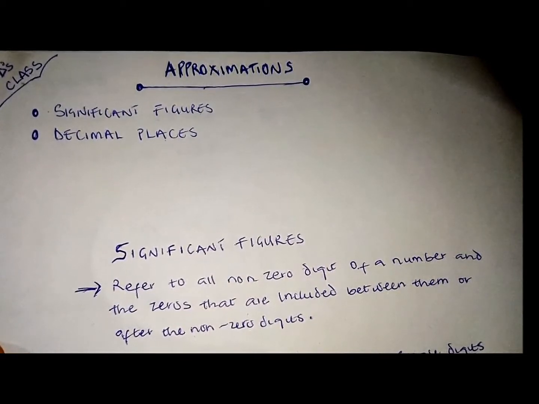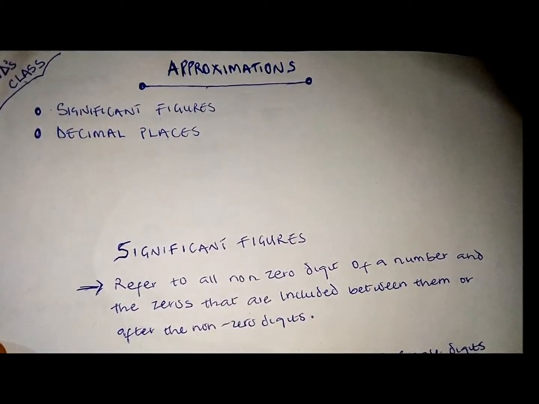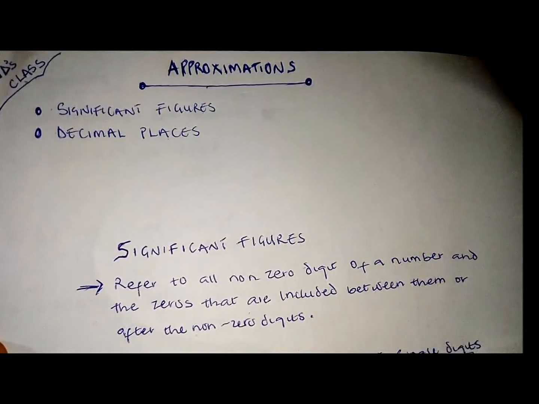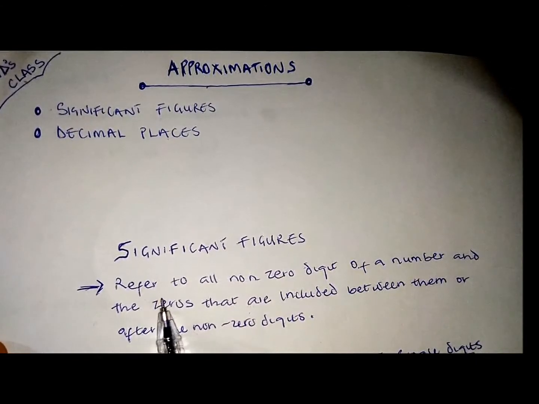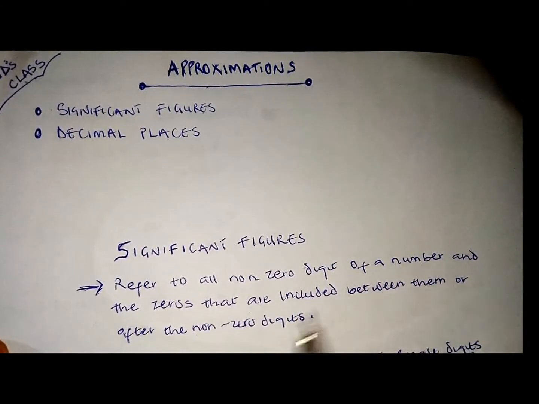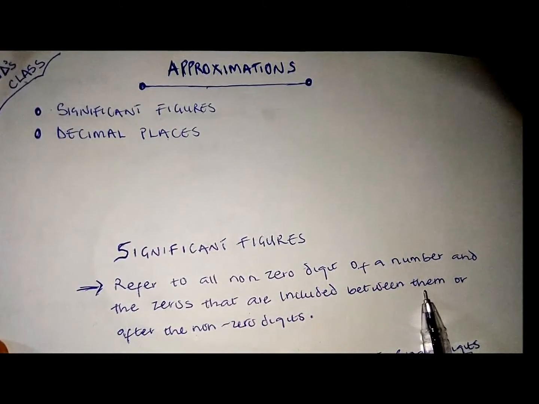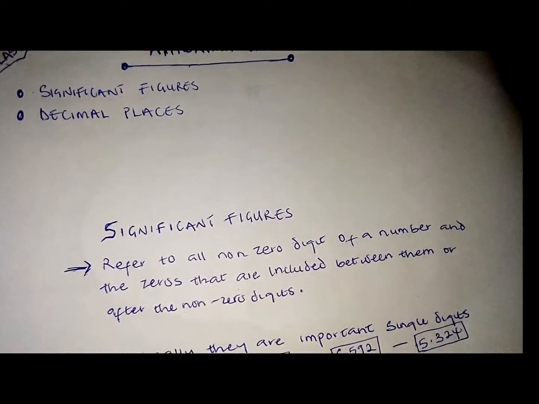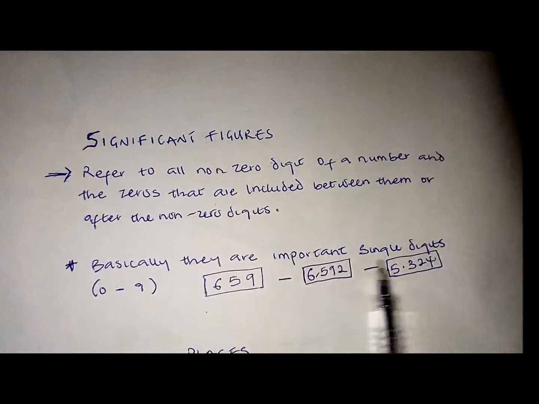Okay, so talking about significant figures, we are referring to non-zero digits of a number, and also including the zeros after those non-zero digits, and also the zeros in between the non-zero digits. So that's why it says it refers to all non-zero digits of a number, and the zeros are included between them or after the non-zero digits. Okay, so that's it. Now, basically, we're just talking about important single digits. That's just what we're talking about, important single digits.